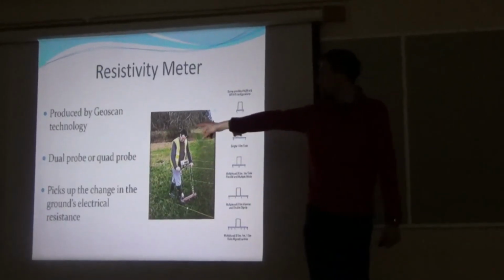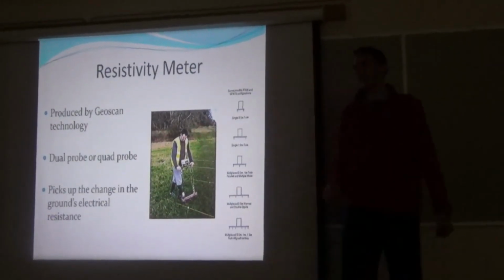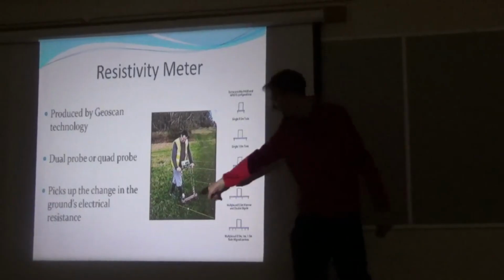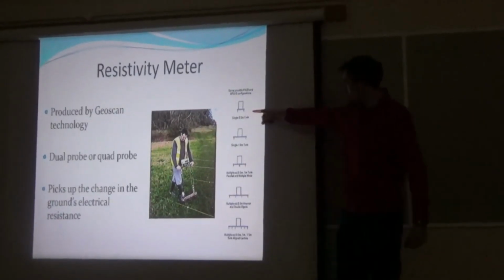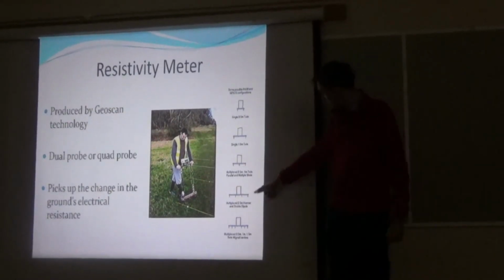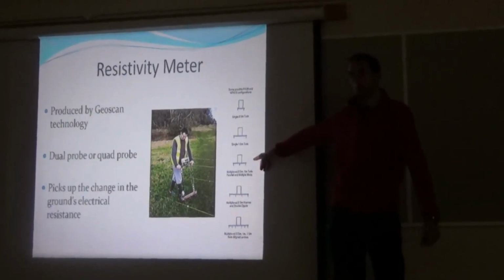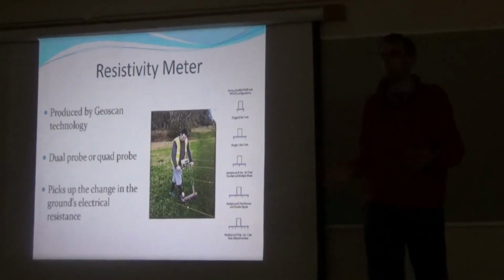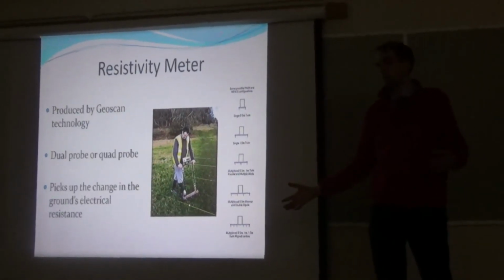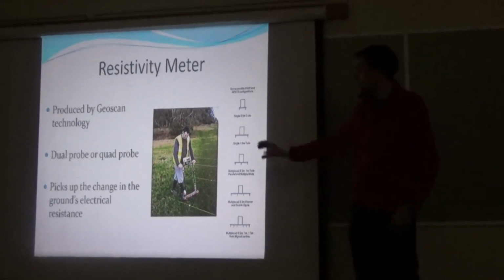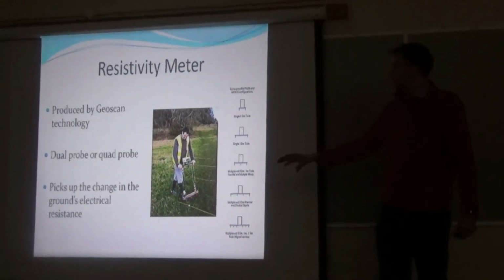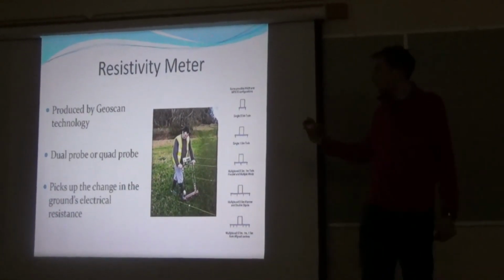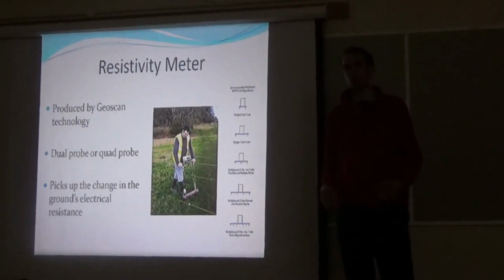You can use it in what's called dual probe or quad probe, mainly. So you have 2 probes in the ground, like this, or you have 4 probes in the ground, like this. You can use 3 probe arrays as well to do different things, so to look deeper or to do multiple lines at once. The survey technique works by looking at the difference in the ground's electrical resistance.